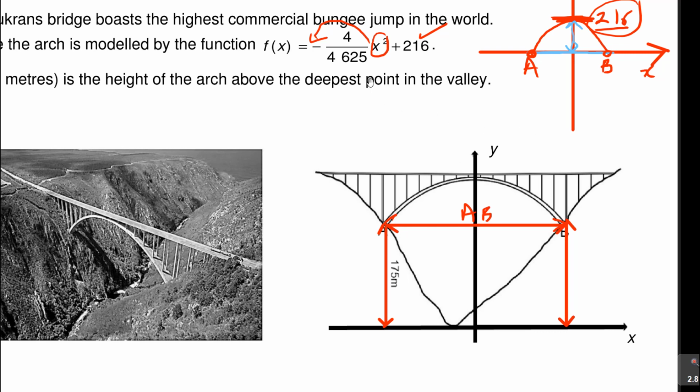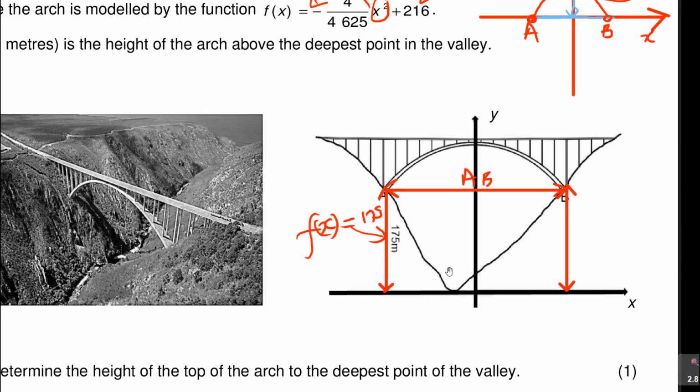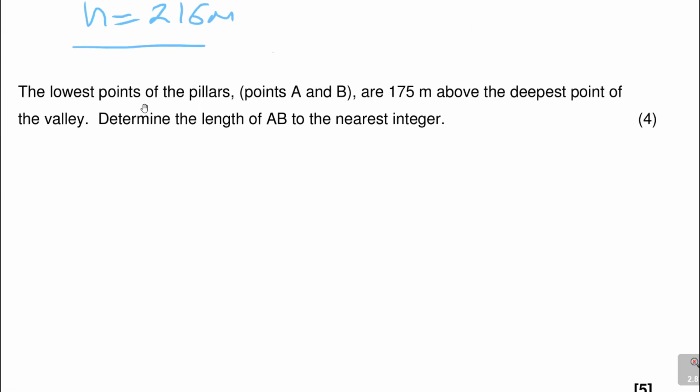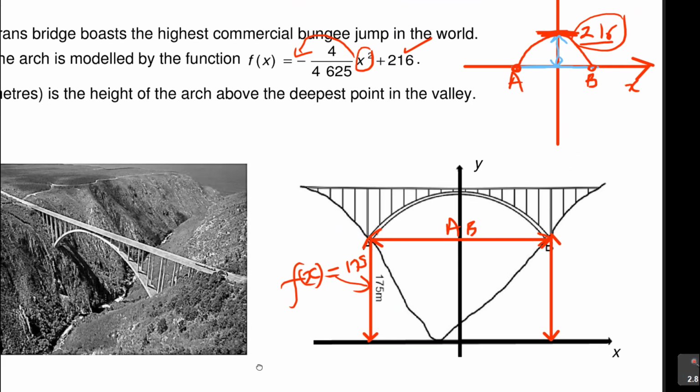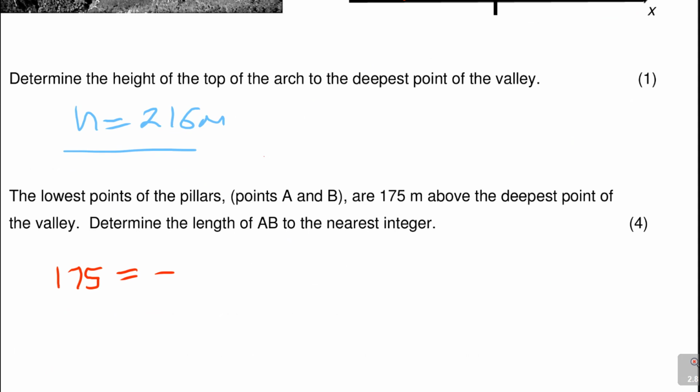So now how do we solve this? So it's 175. When x is 175, that is our f of x here, if I'm doing this right. This becomes now when f of x is equal to 175. So if I'm working it out, f of x, which is equal to 175, is equal to minus, what is the number they gave us? It's minus 4 over 4625, you see? X squared plus what?